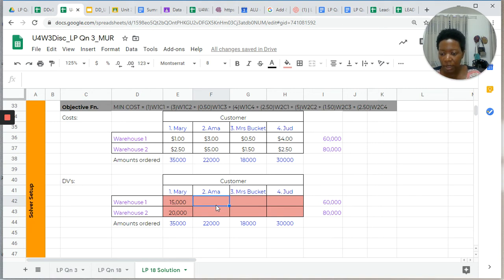Okay, and I'll do the same. Say Alma gets 12,000 from warehouse 1, which means she's getting 10,000 from warehouse 2. Mrs. Bucket, let's give her 15,000 from warehouse 1 and 3,000 from warehouse 2. Let's give Jude 15,000 from both. Okay, these are just made up numbers. What I'm trying to do is demonstrate to you how we can set up our constraints.